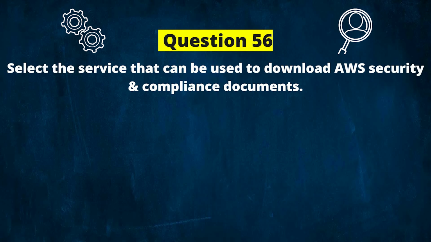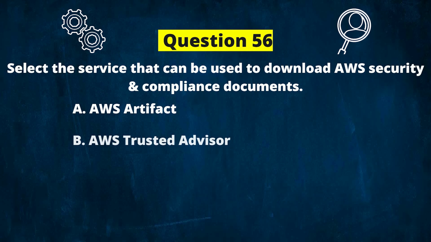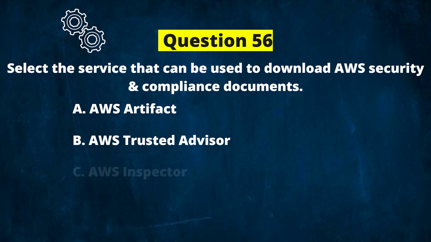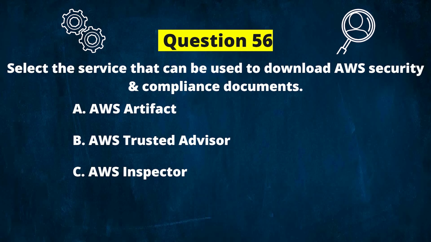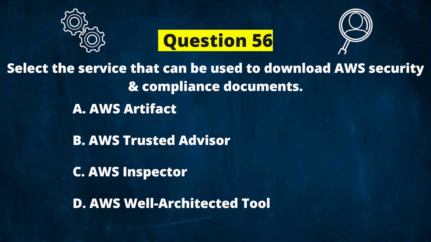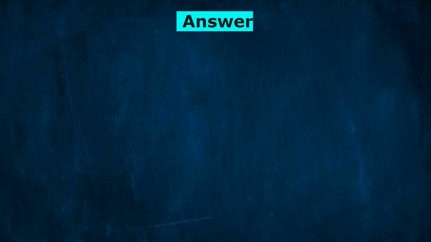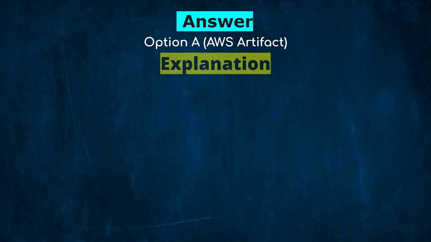Next question. Select the service that can be used to download AWS security and compliance documents. And the options are A. AWS Artifact, B. AWS Trusted Advisor, C. AWS Inspector, D. AWS Well-Architected Tool. And the correct answer is option A. AWS Artifact. Explanation.